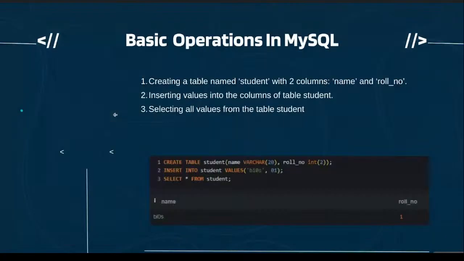Next, basic operations. You just have seen what we have done till now. Now we can combine this whole thing to create a meaningful application or a meaningful database. Here we are creating a students table with two columns or two small boxes called name and roll number. So next we are inserting the values into the column, which is BIOS and 01. So which is the name and the roll number. And if I do select all from student, you can see it is outputting the value that I have inserted into it. So this is a meaningful operation or basic operation in MySQL.